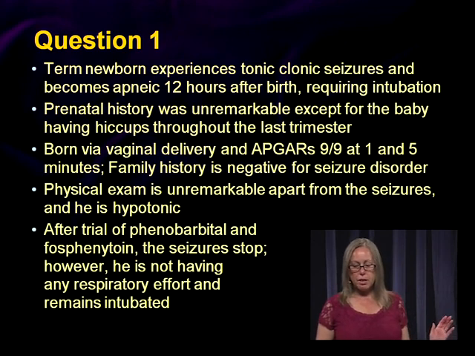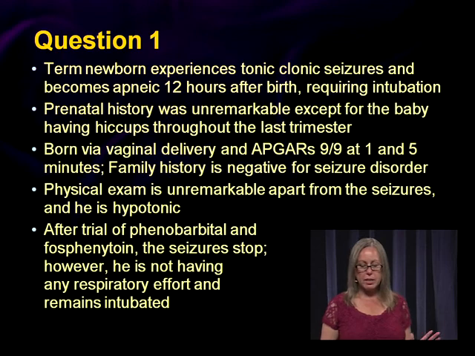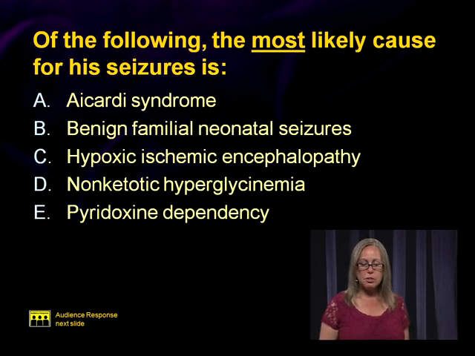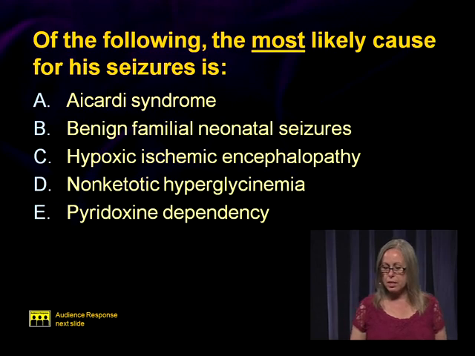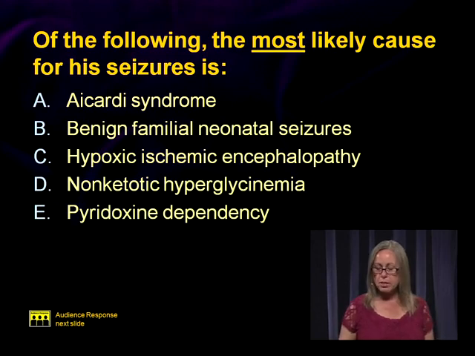Trial of phenobarbital and phosphonate, and the seizures stop. However, he's not having any respiratory effort and remains intubated. Most likely cause for the seizures is Aicardi syndrome, benign familial neonatal seizures, hypoxic ischemic encephalopathy, non-ketotic hyperglycemia, or pyridoxine dependency.